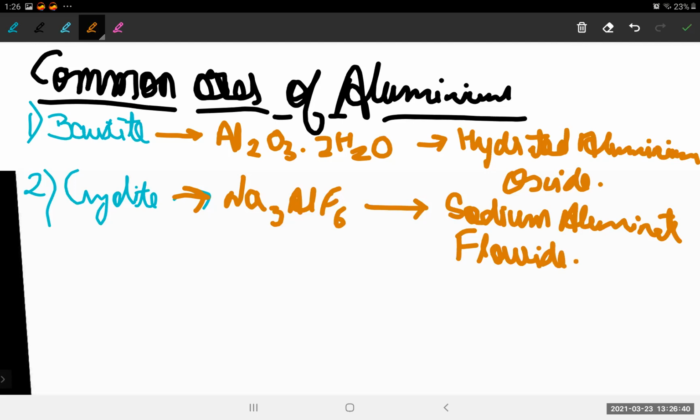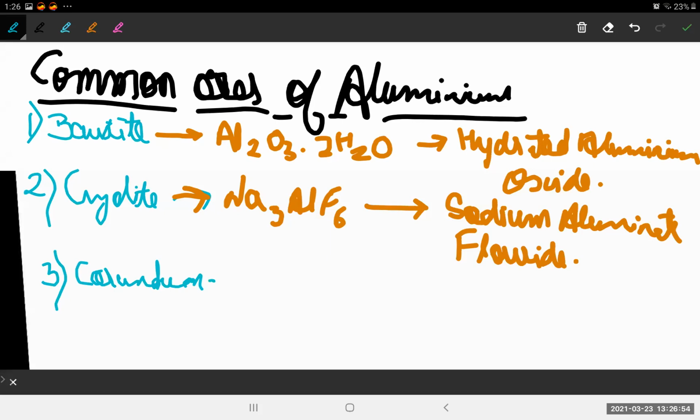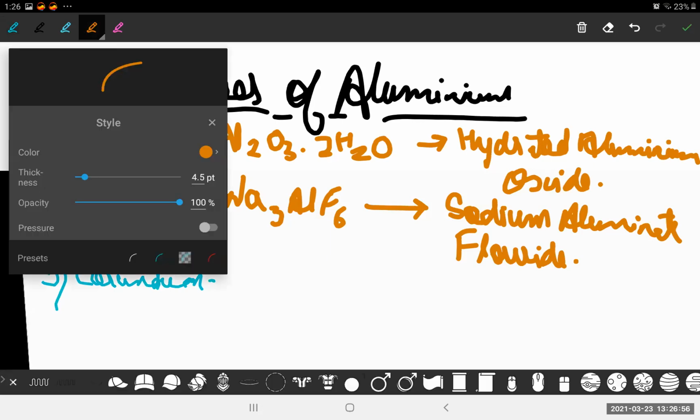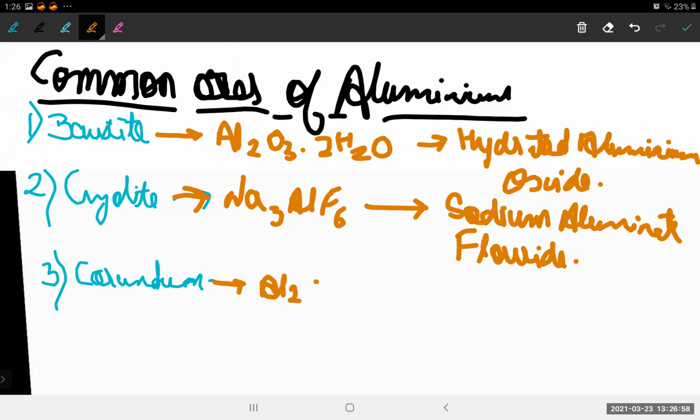Okay, that's all. Next, we move on to the third and the last ore, that is corundum. Okay, or you can just pronounce it more frankly like corundum. Okay, next. So what is it? That is simply aluminium oxide. Okay, that's simple. So that was all.